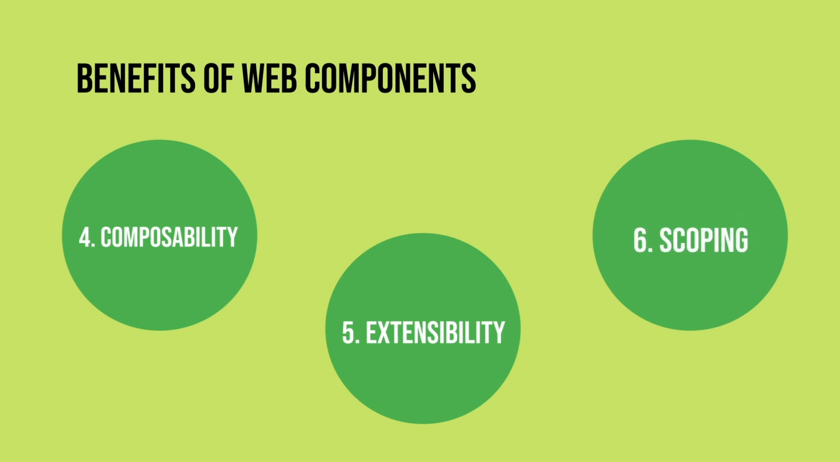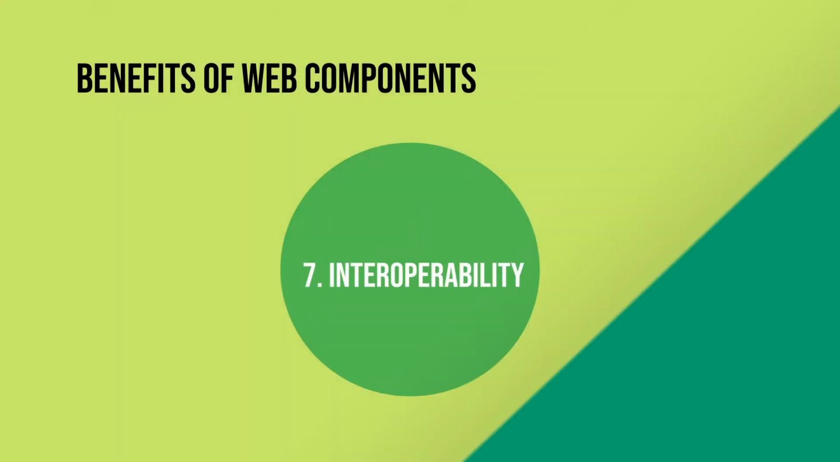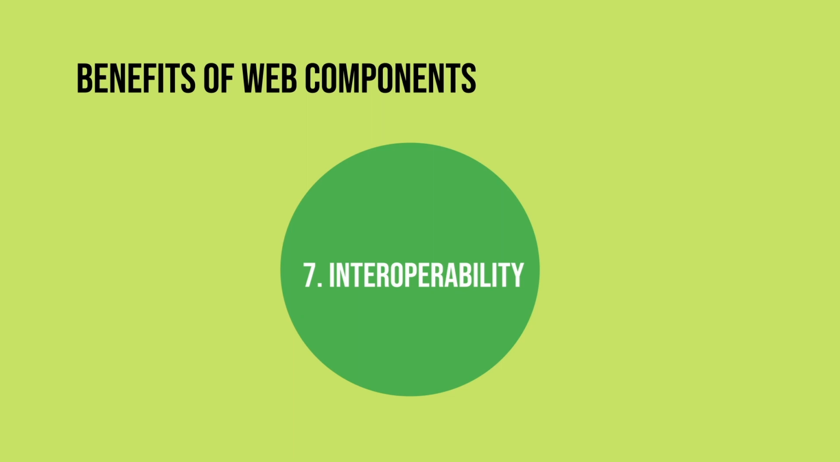Scoping. Shadow DOM ensures DOM and CSS scoping so that styles don't leak out of the shadow DOM, potentially creating conflicts in the global CSS style sheet. Interoperability. Native web components are interoperable at the browser's lowest DOM level.